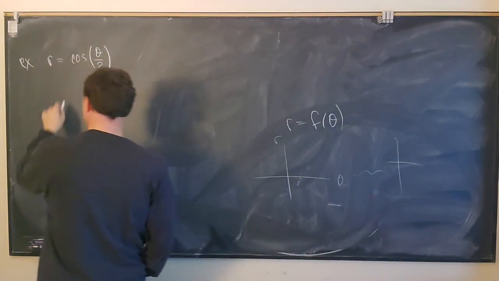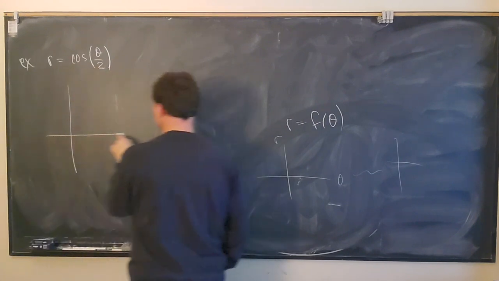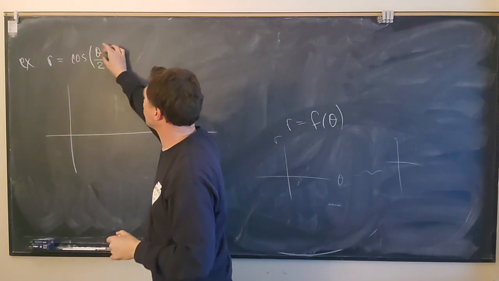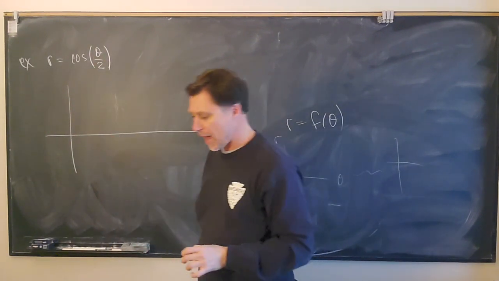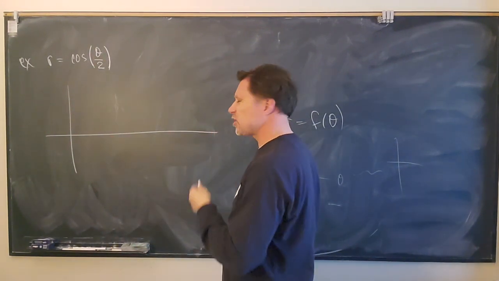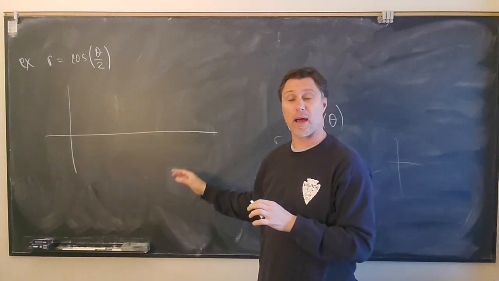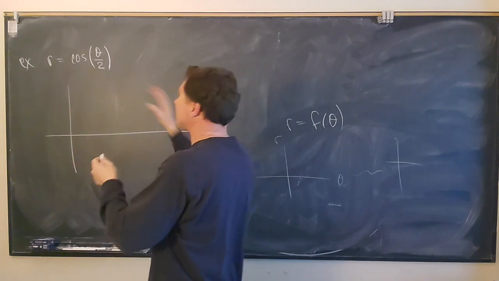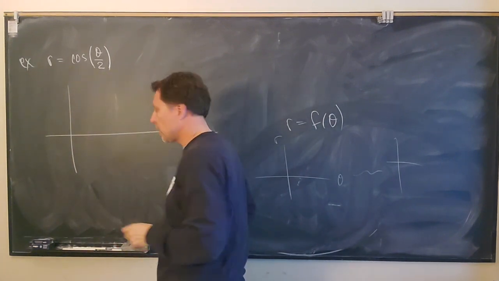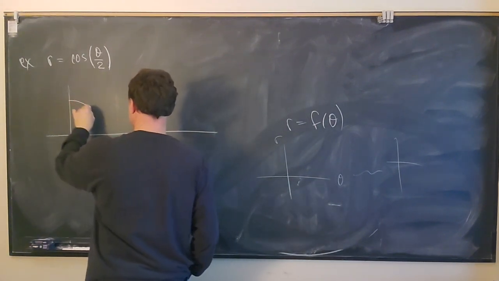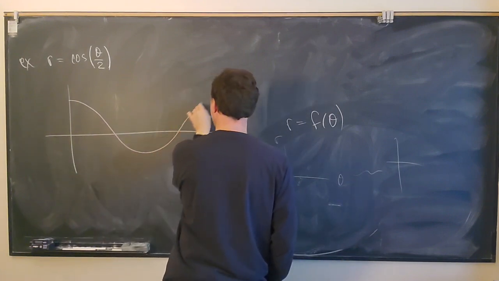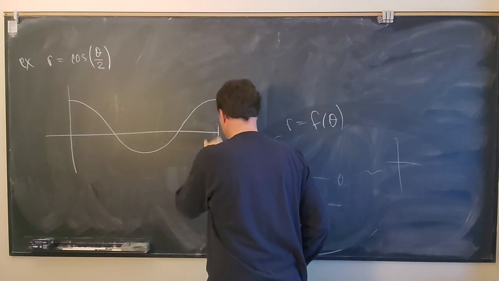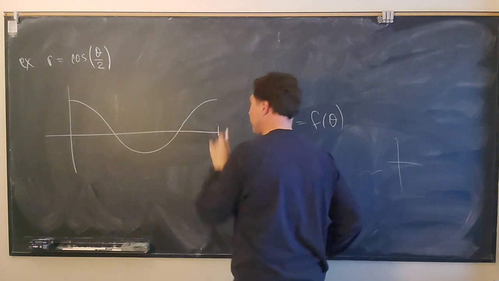Okay, so that's just a cosine curve, but in this case, when we do theta over 2, what it does is it slows down the period. Normally I just need to go from 0 to 2 pi. In this case, I actually need to go to 4 pi to get an entire cycle of this graph. It just looks like a standard cosine curve, but to complete one period, we have to go all the way up to 4 pi.